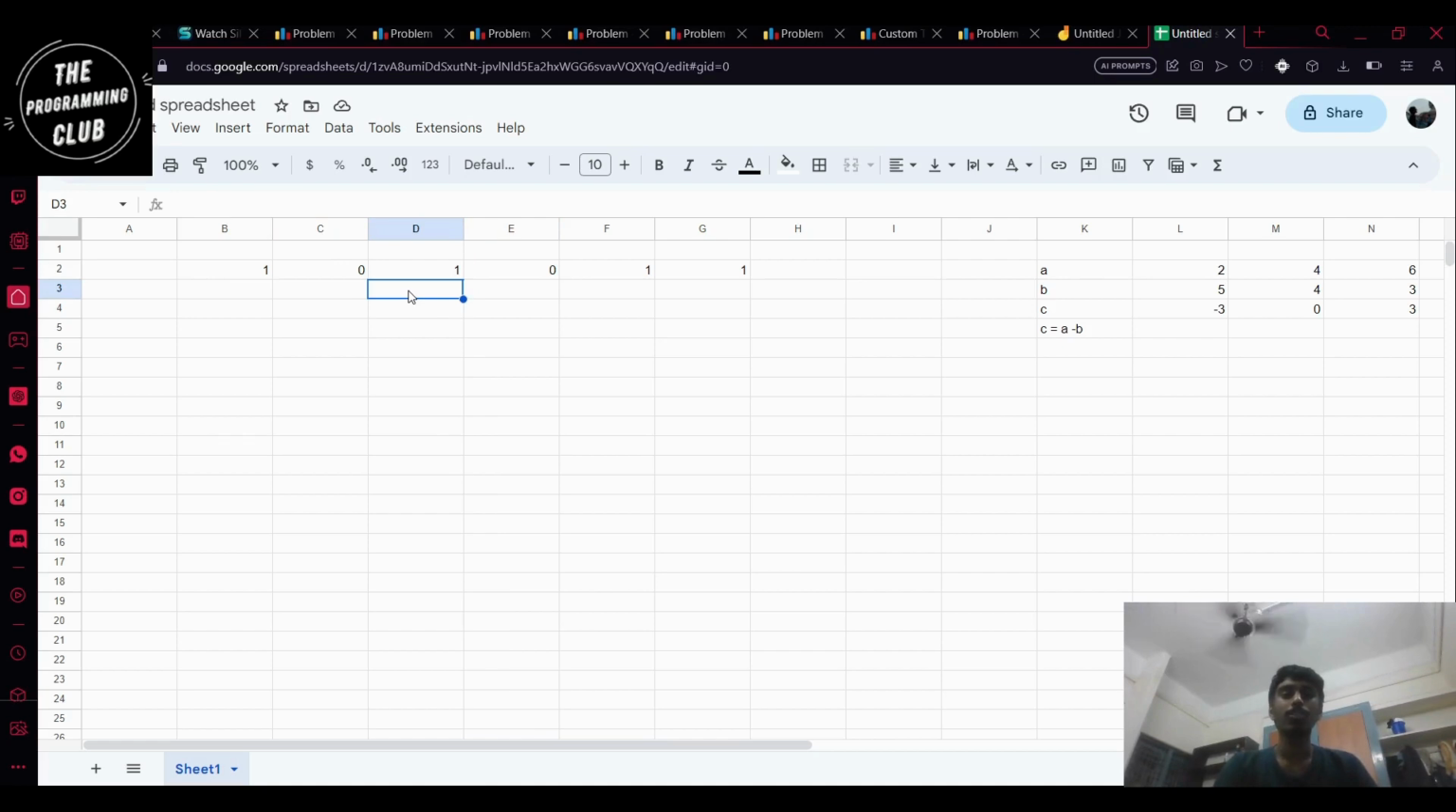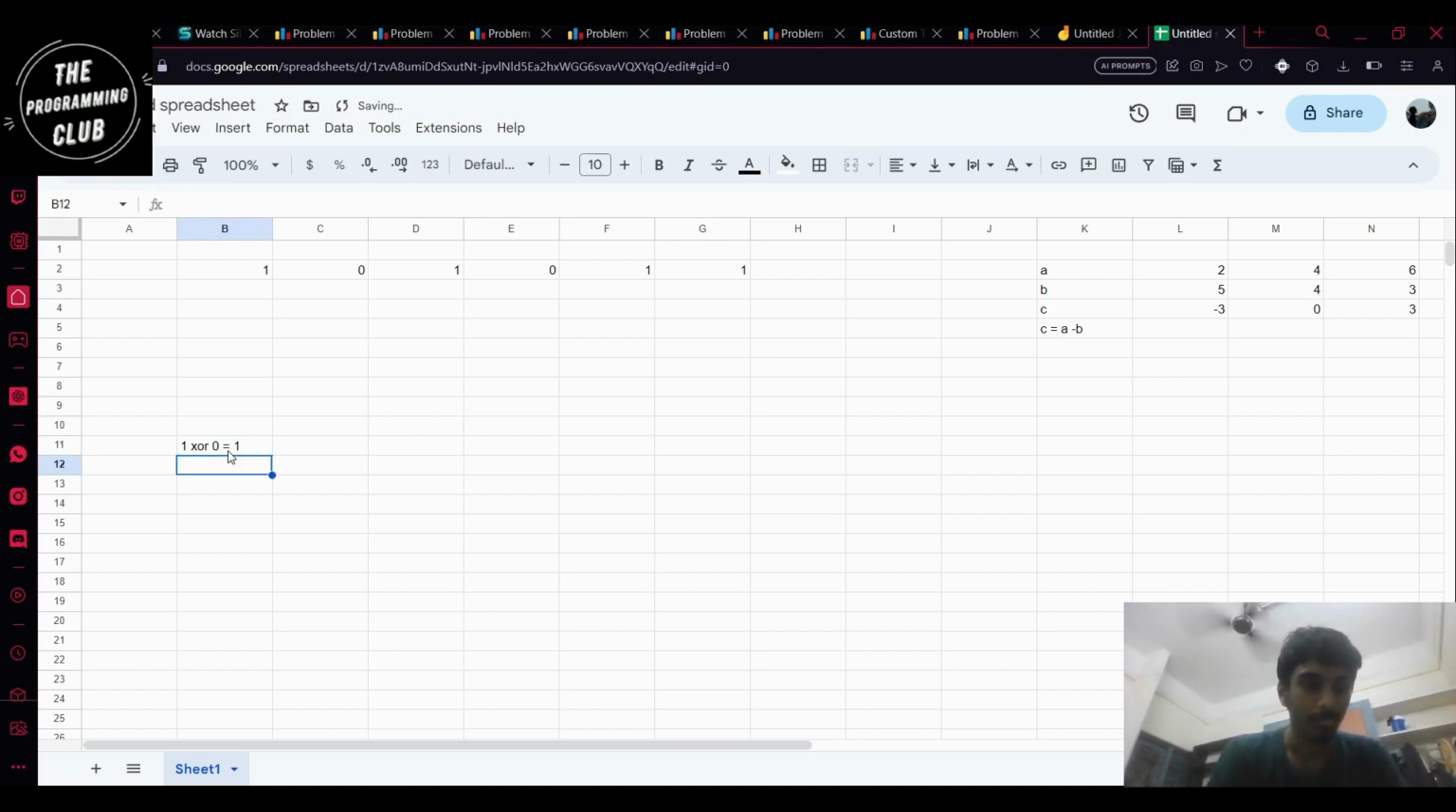Now what does XOR exactly do? Observe that 1 XOR 0 is equal to 1. 0 XOR 0 is equal to 0. 1 XOR 1 is equal to 0, sorry, I made a mistake. And 0 XOR 1 is equal to 1. So basically, if you XOR any bit with 0, it stays the same. If you XOR any bit with 1, it becomes the other bit.